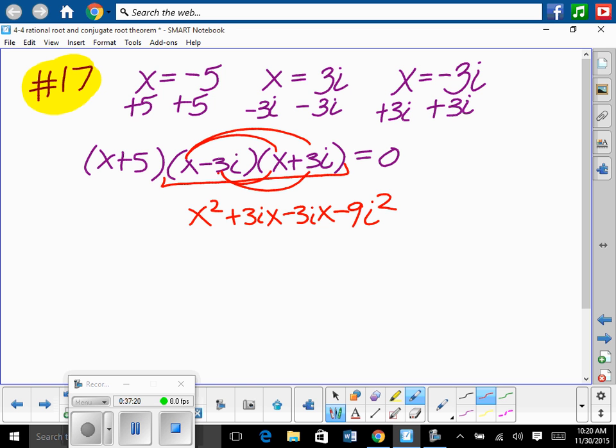From there I'm going to combine my terms. X squared, our middle terms cancel out. And then we have negative 9 times negative 1. I squared is equal to negative 1, guys. So negative 9 times negative 1 is positive 9. Does everybody follow me? Yep.